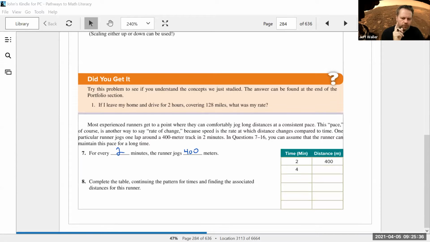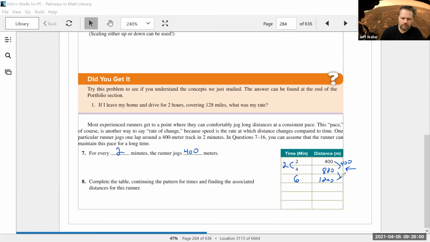So every 2 minutes, the runner jogs another 400 meters. So who's got what goes here? 800. Yeah, every 2 minutes, they're going to add 400 meters to their distance. So then if I just kept going, this would be 6. This would be 1200.